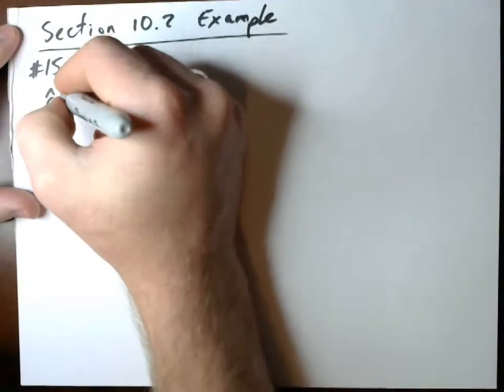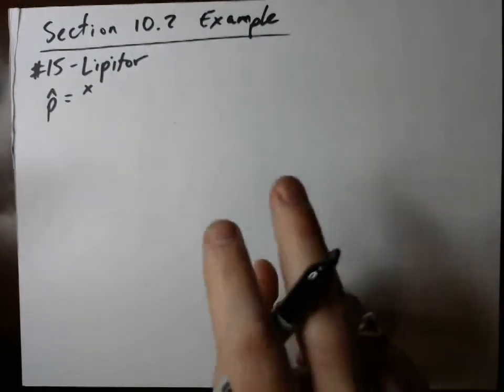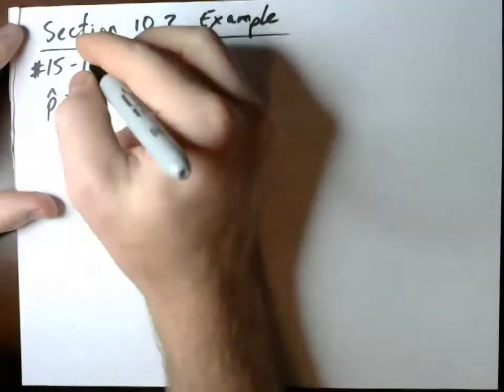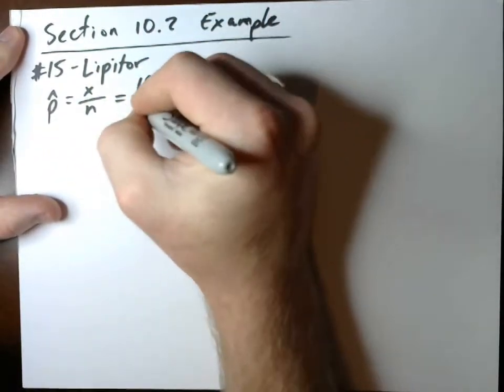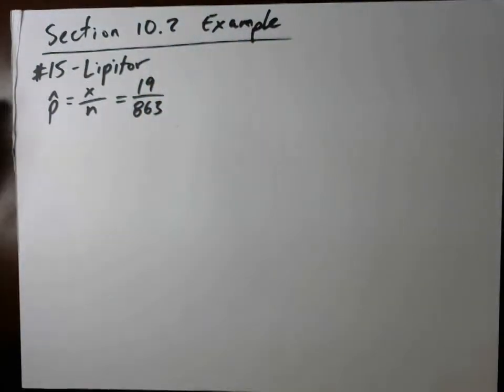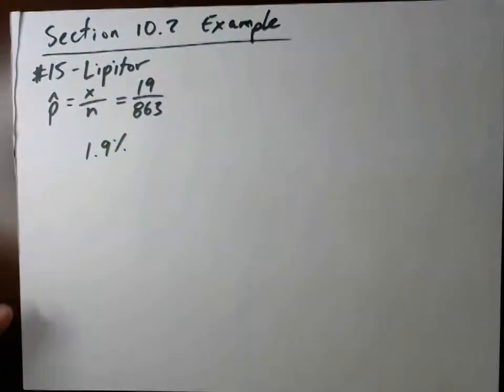So what we see is we have X, the amount of successes, or what we consider success, out of our total sample size N, which is 19 out of 863. So I'm just pulling out information. I'm not exactly going through the hypothesis test at the moment. I'm just pulling out the number stuff first. We also have 1.9%, and I'll give you a second to think about what that means.